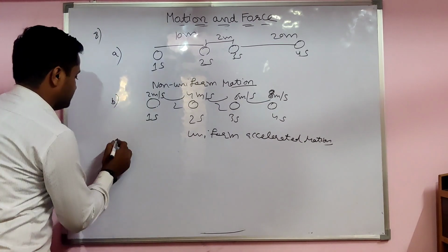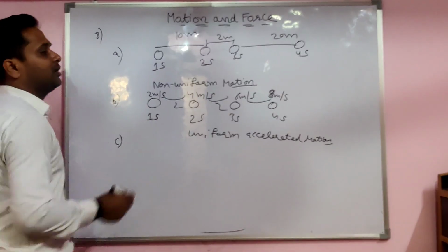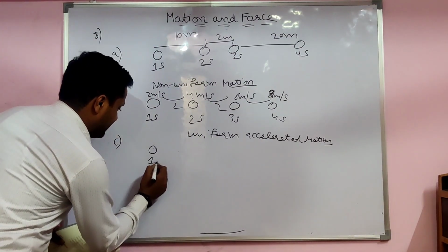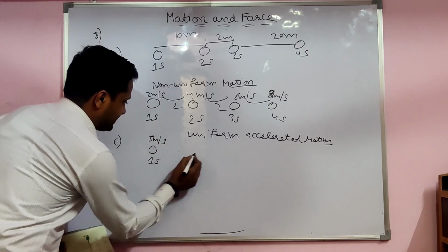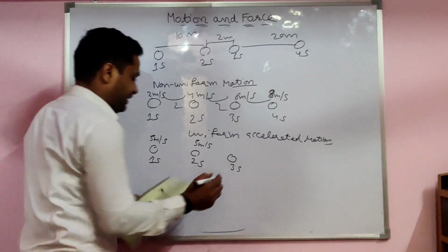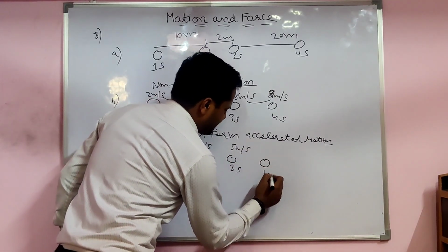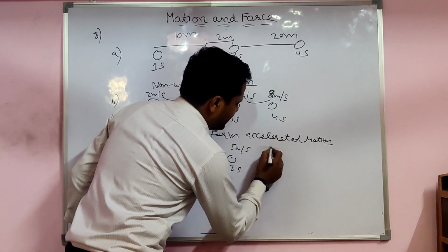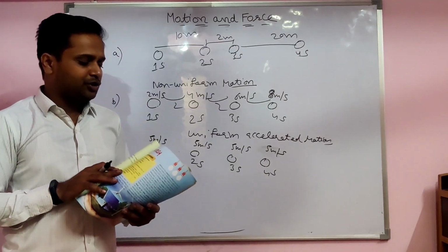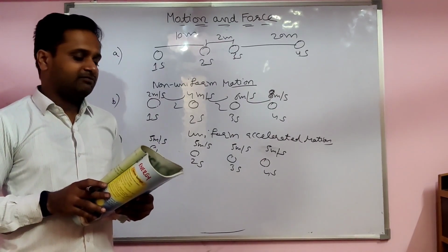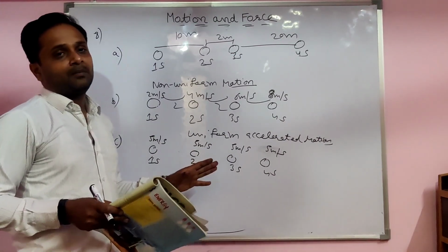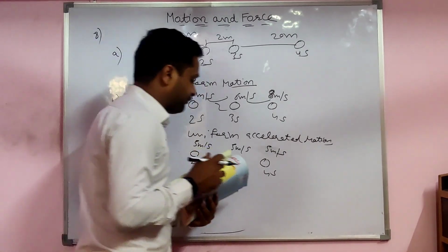Now come to the third one. This numerical you have to do in the book only. In 1 second, the speed is 5 meter per second. In 2 seconds, 5 again. In 3 seconds, again 5. In 4 seconds, again 5. It means the speed is always the same. Initial and final points are the same, so there is no acceleration. That is called uniform velocity. Keep in mind, it is uniform motion, but not accelerated motion.